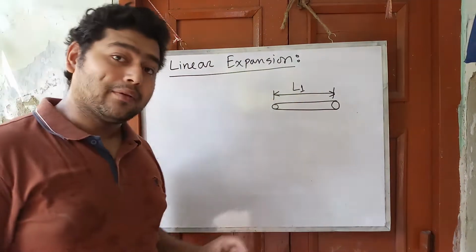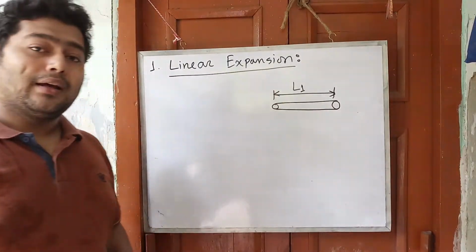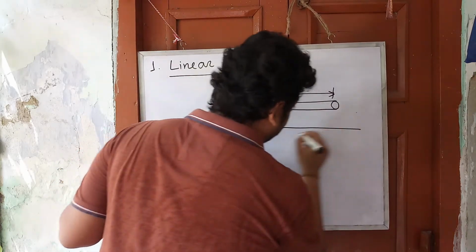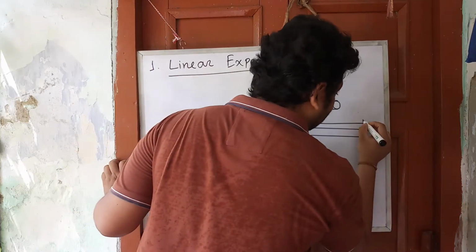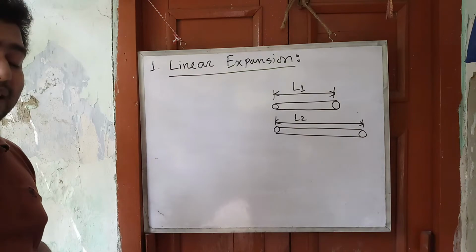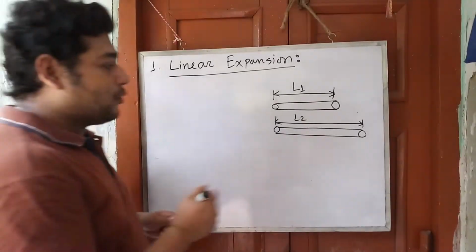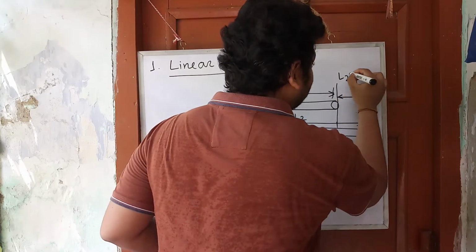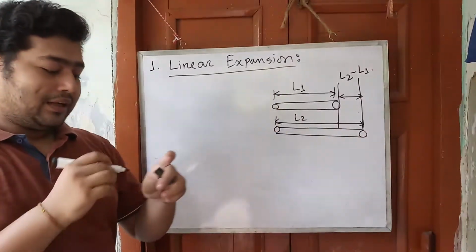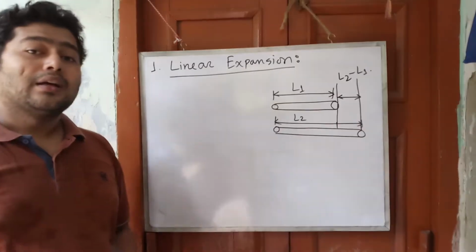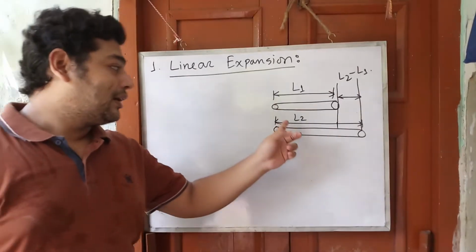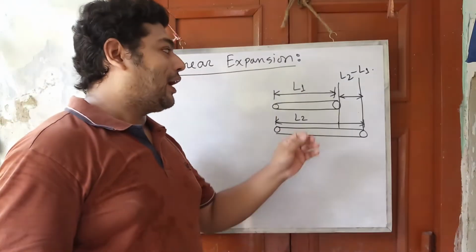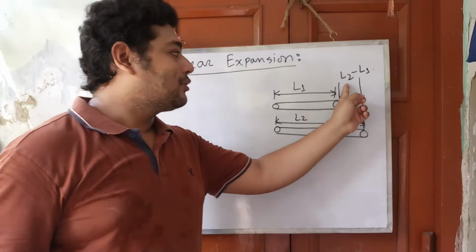at temperature T1 is L1. If the initial length at temperature T1 is L1, and after heating, the length of the steel-made rod is L2 after increasing the temperature up to T2, then we get a little expansion, L2 minus L1. Clear? If we heat a steel-made rod to temperature T2, then the length increases up to L2. So this part is the expansion of this rod, and the expansion part is L2 minus L1.